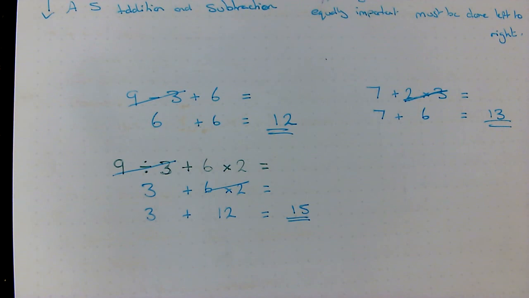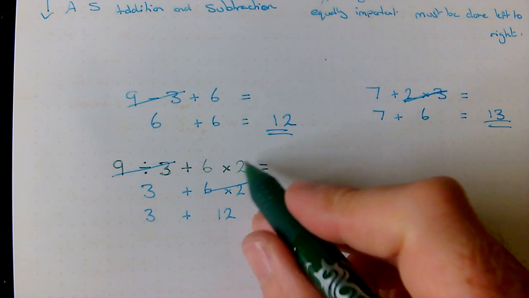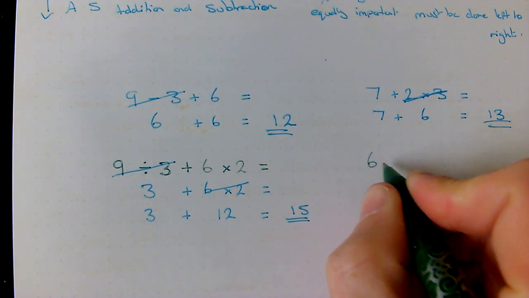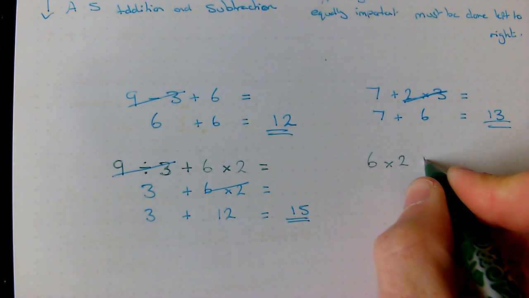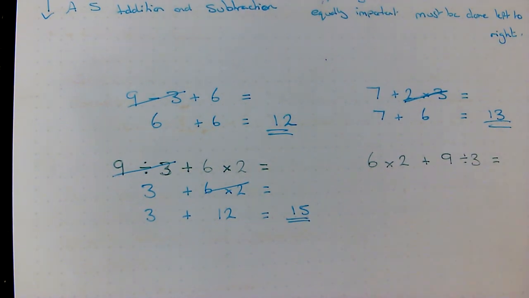Right, and again, just to show you, it doesn't really matter which way round you do these. I'm actually going to use the same calculation, just written in a different order. So I'm going to go 6 times 2 plus 9 divided by 3, hopefully to show you that it doesn't really matter which way round you do multiplication and division, and you should still get the same answer.